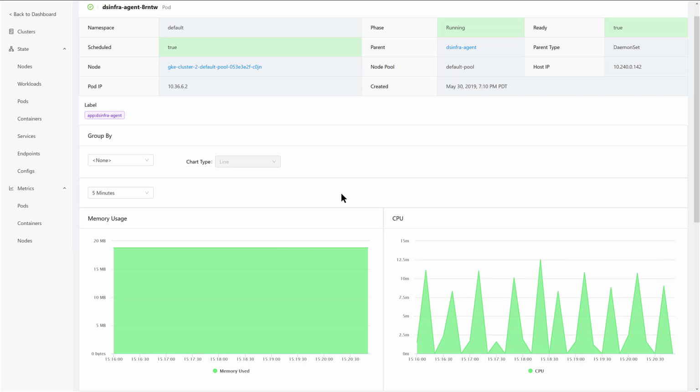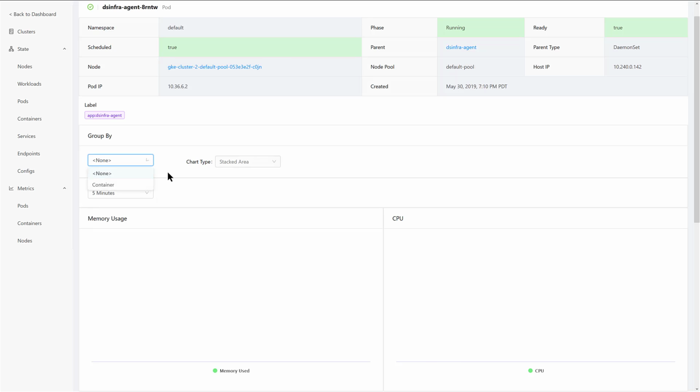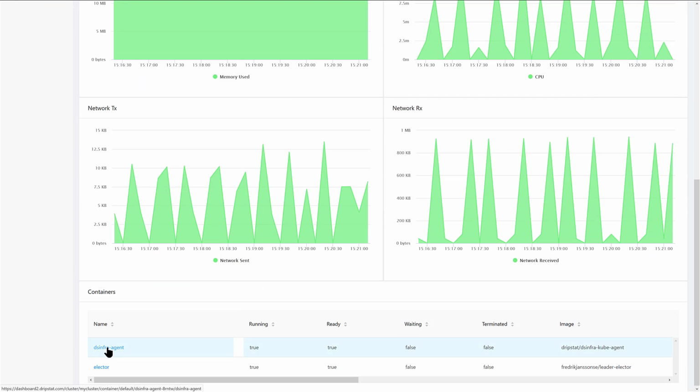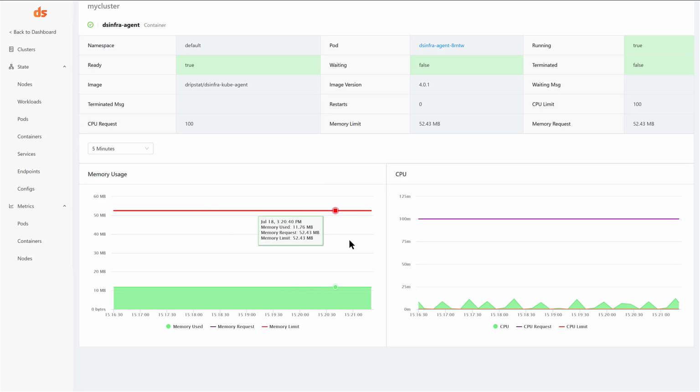If you want to see how much memory and CPU is used by each individual container in this pod, we can group by container. We can even change the chart type and back to original. We can click on a container and we can see details about the container, like the state and the metrics. The metrics for a container also contain the memory limits and requests and the CPU limits and requests.